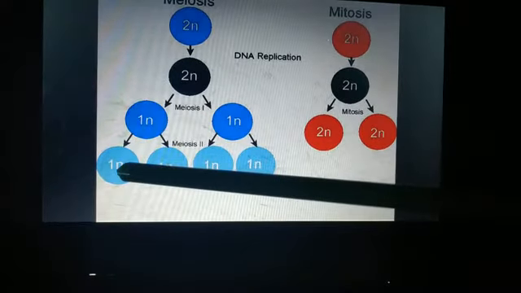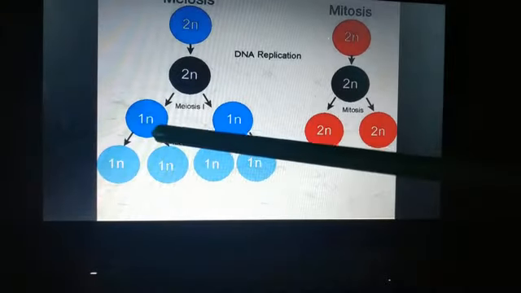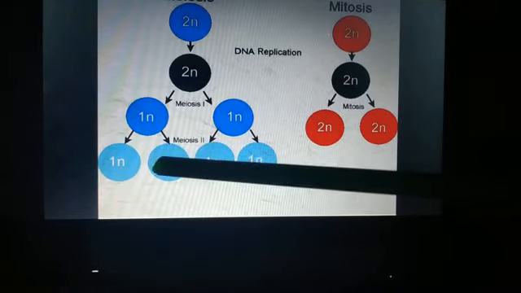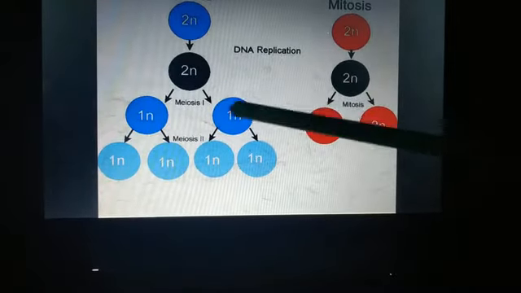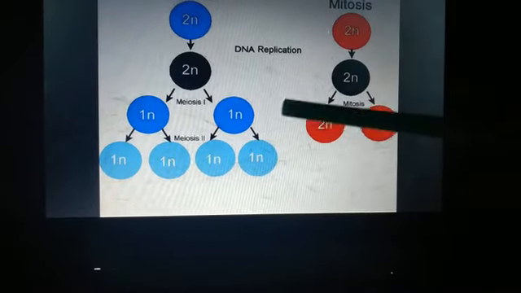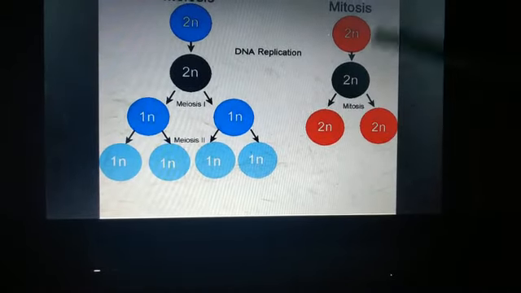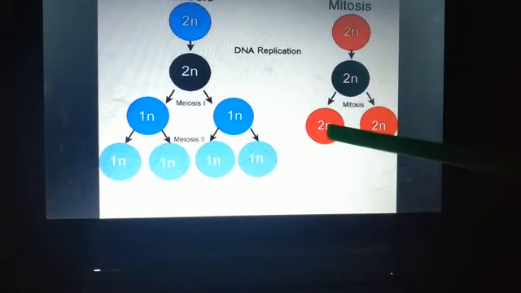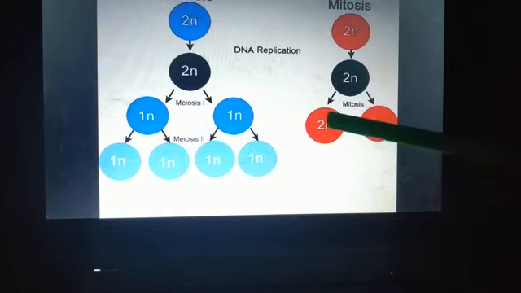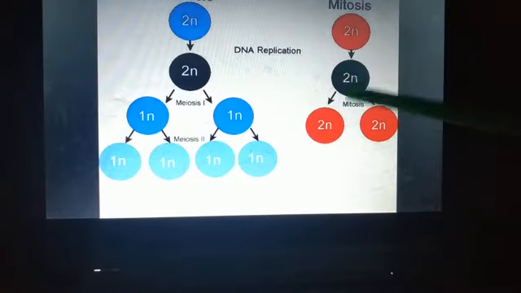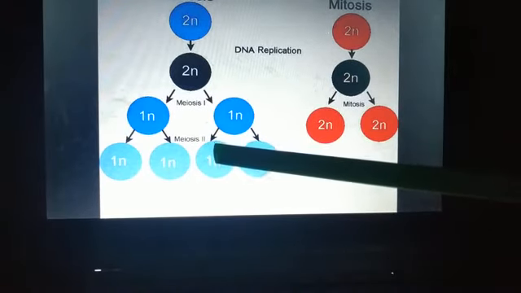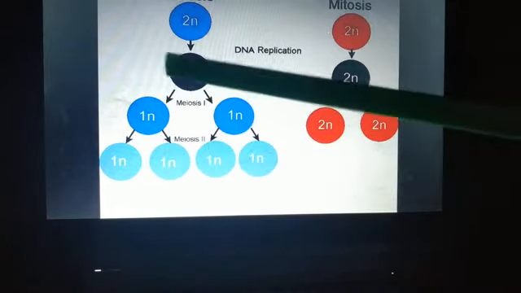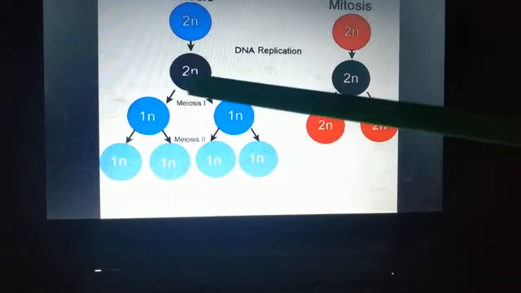From n we are not getting half of n, isn't it? From n we are getting n only. So this is equational division, and we have studied this in mitosis also. So meiosis 2 is quite similar to mitosis. You can see here in mitosis, from 2n we are getting 2n in each, no reduction, so we call it equational division. And here also in meiosis 2, from n we are getting n only, so this is also equational division. But this part, meiosis 1, is reductional division.